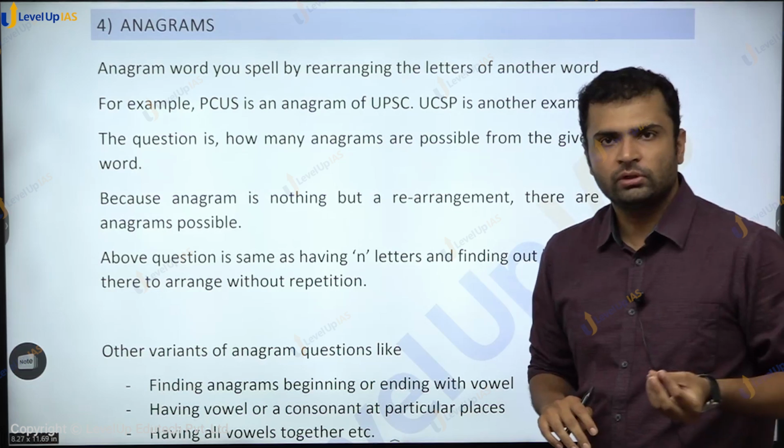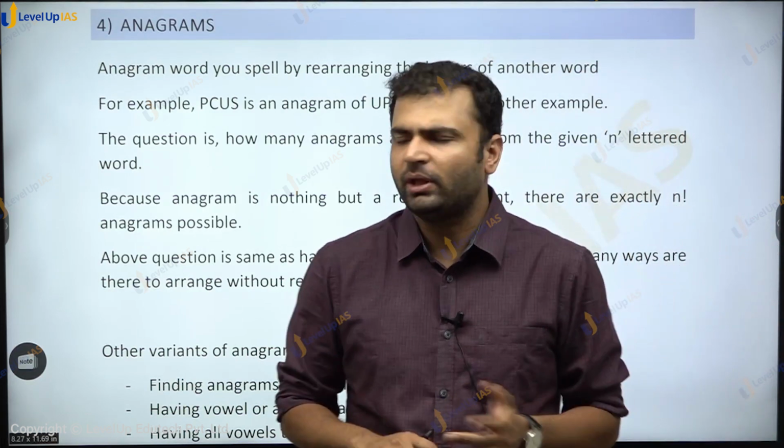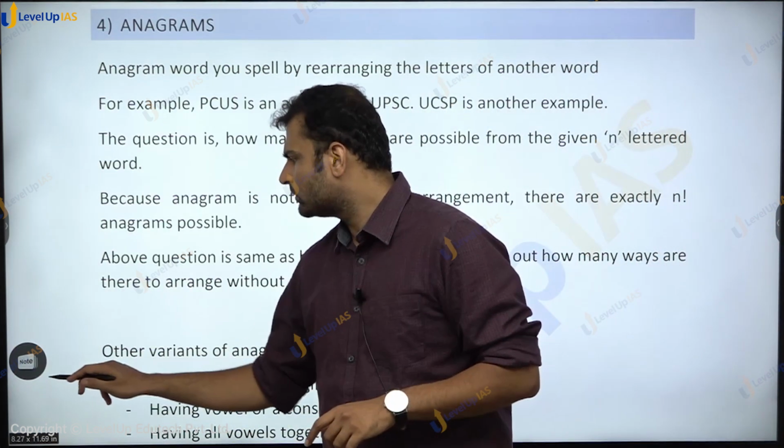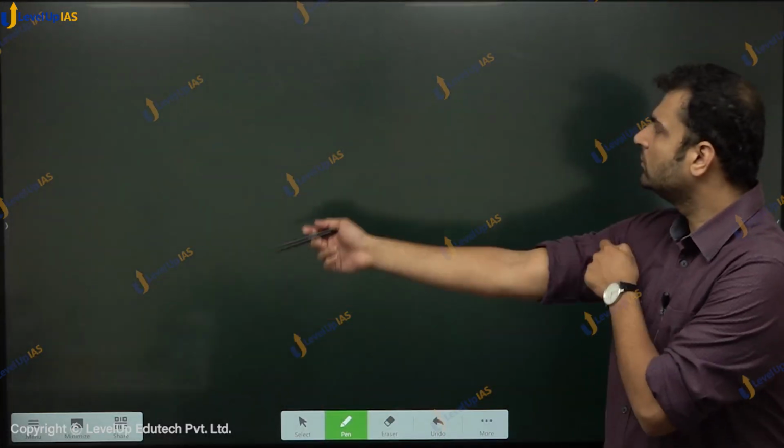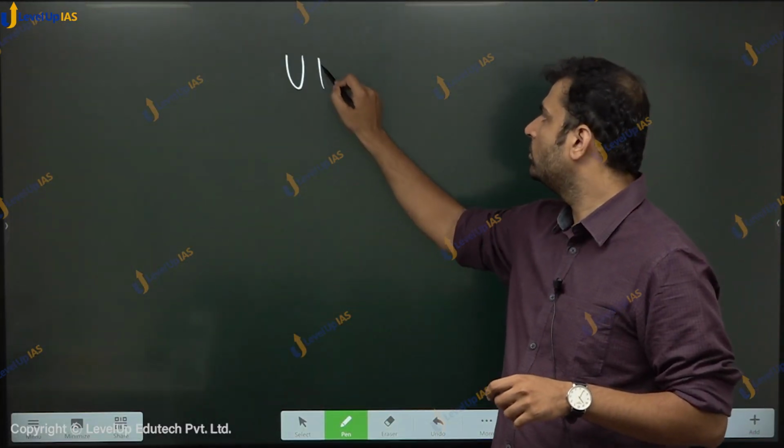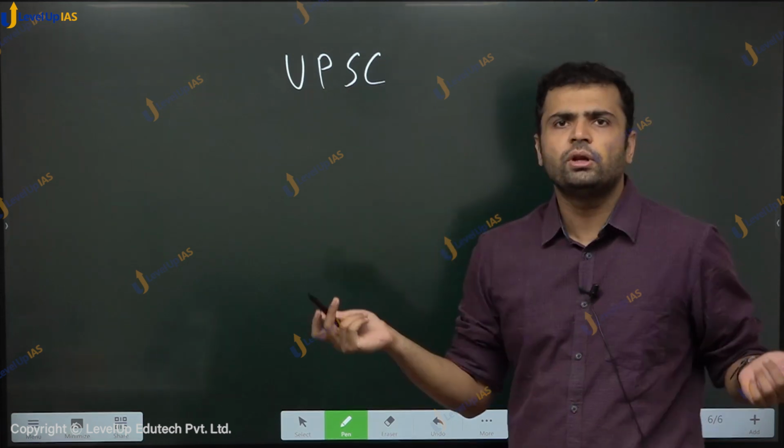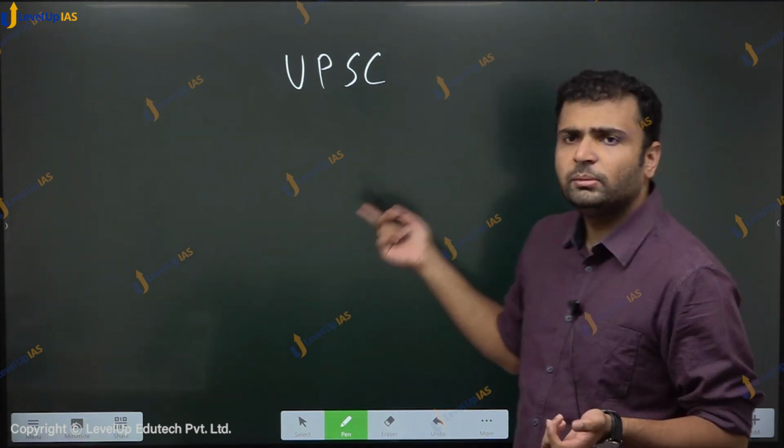What is an anagram? Okay, first question is what is an anagram? Anagram is nothing but that we have some letters with us. Let us say U, P, S, C. These are 4 letters we have in front of us. So what will be the anagrams of this?